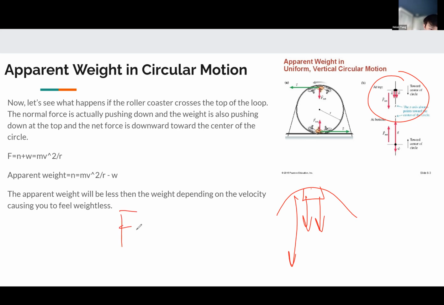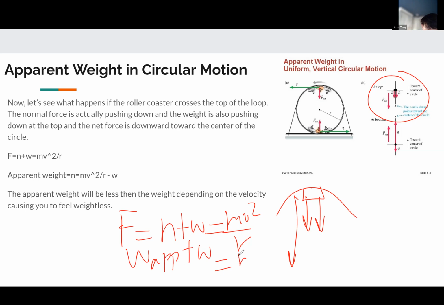So the net force is equal to the normal force plus the weight, which is equal to mv squared over r. And since the apparent weight is still equal to the normal force, you can say that the apparent weight plus the weight is equal to mv squared over r. So the apparent weight is equal to mv squared over r minus the weight.